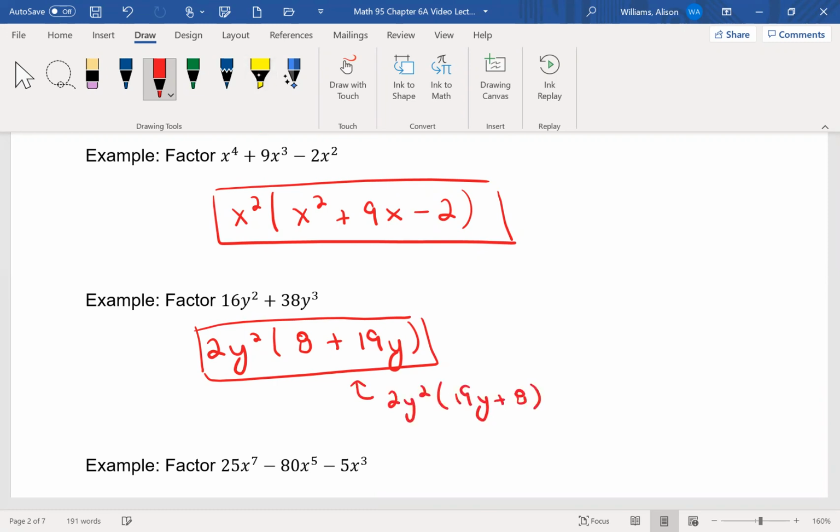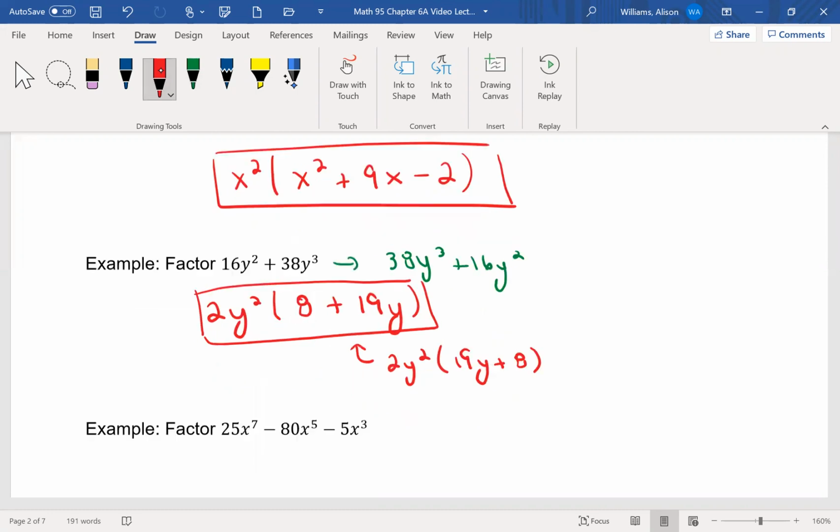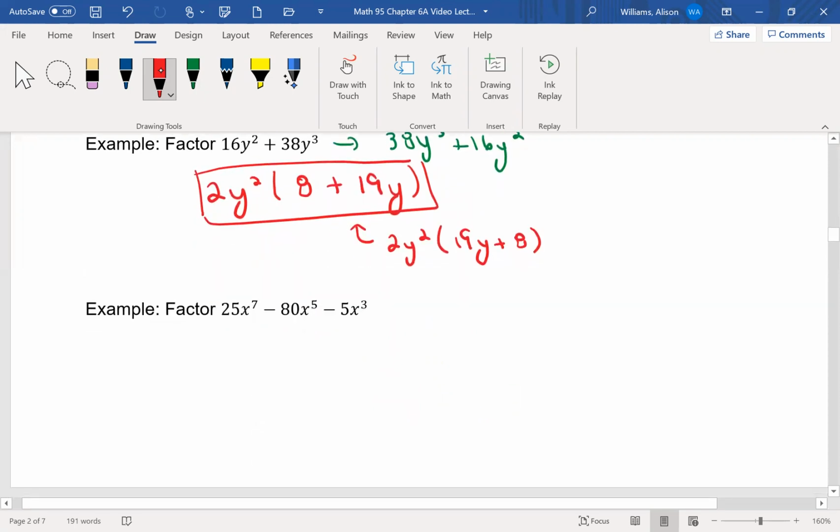In fact, some people might even, before they begin, rewrite it in descending order, starting with the y cubed plus 16y squared. They like to put it in that descending order. I honestly don't care, but I wanted to mention it just in case that does become an issue when you're trying to input your answers. All right, so let's try another one with a number and variable.